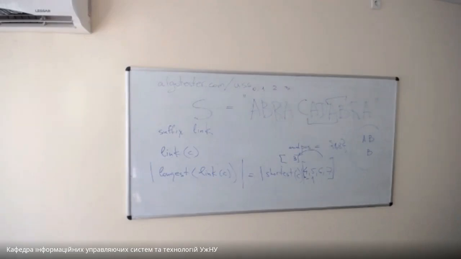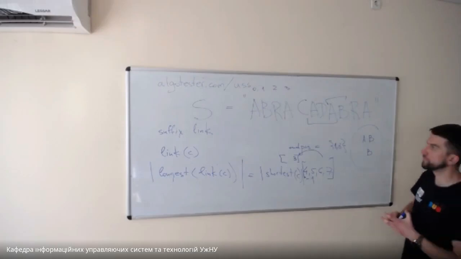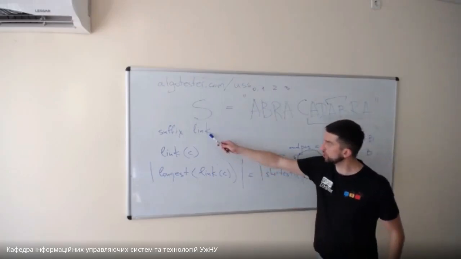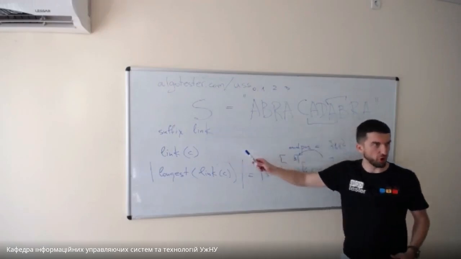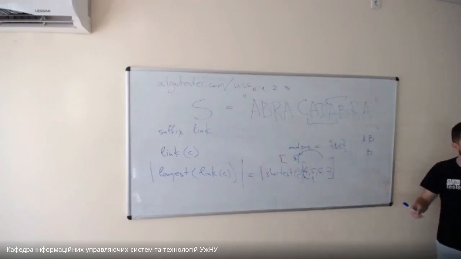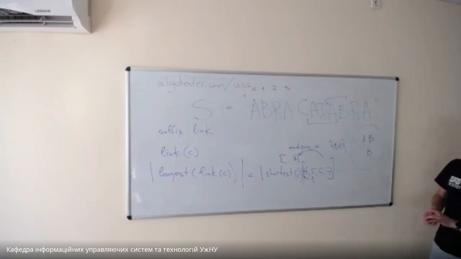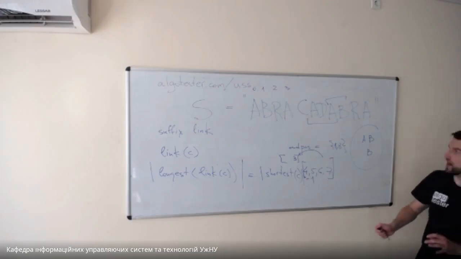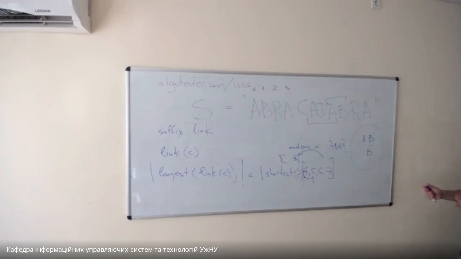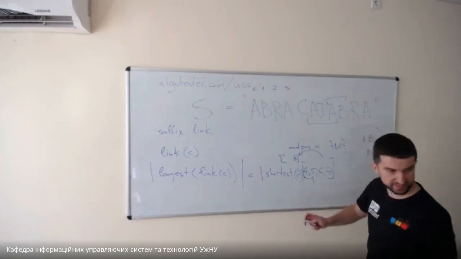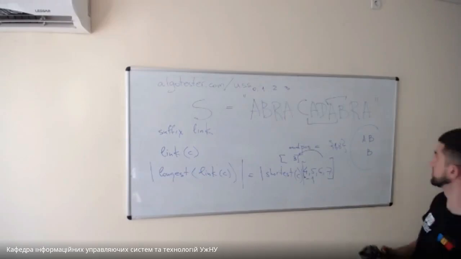Okay, then if we consider all suffix links for all classes of equivalence, we will get a rooted tree. So the root of our tree will be a special initial state of our automaton.